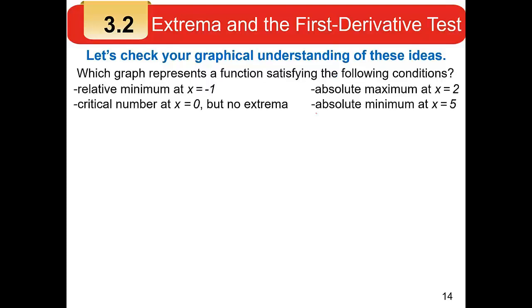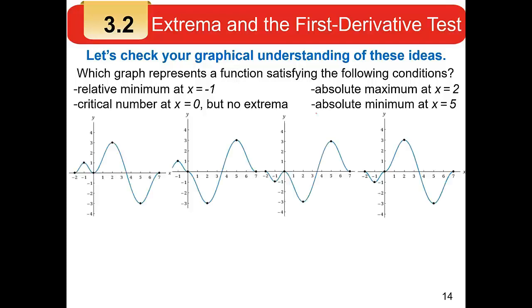I always want to translate these things back to ideas about what the graphs look like under these conditions. So I just want to move to a question like this. What if I ask you to pick out a graph of a function that satisfies these 4 conditions? One of the conditions is that it has a relative minimum at x equal -1. It has a critical number at 0 but no extrema. It has an absolute max at x equal 2, and it has an absolute min at x equal 5. And these are your 4 choices. You want to find the one of those 4 that satisfies those 4 conditions.